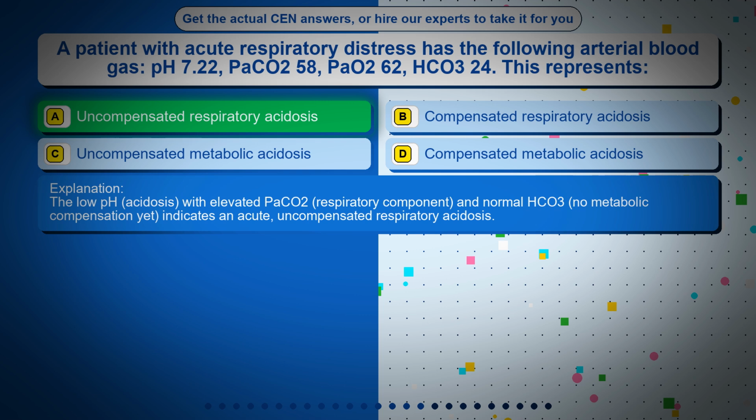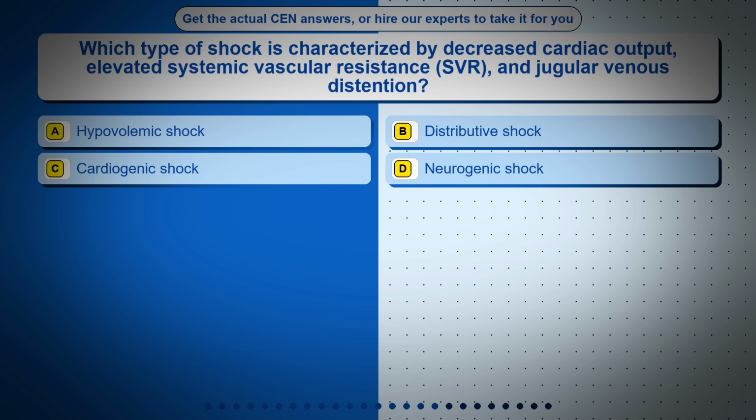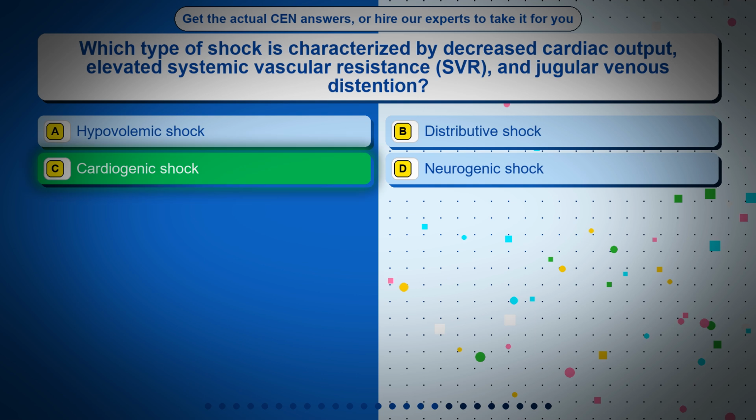The low pH, acidosis, with elevated PaCO2, respiratory component, and normal HCO3, no metabolic compensation yet, indicates an acute, uncompensated respiratory acidosis. Question 17. Which type of shock is characterized by decreased cardiac output, elevated systemic vascular resistance, SVR, and jugular venous distension? Option A, hypovolemic shock. Option B, distributive shock. Option C, cardiogenic shock. Option D, neurogenic shock. The correct answer is option C, cardiogenic shock.